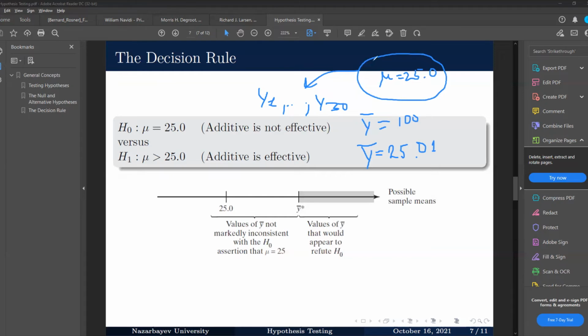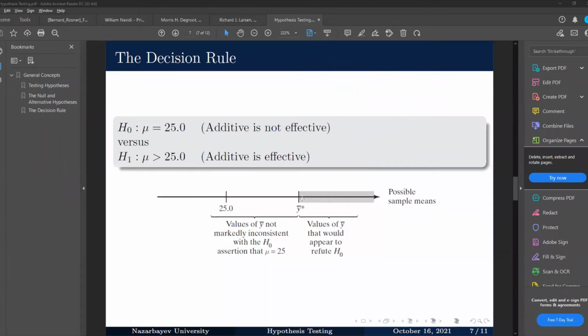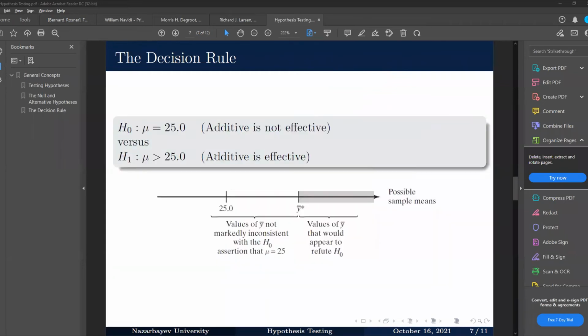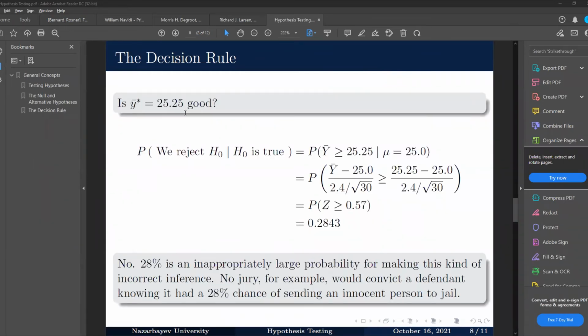Now let's try to pick some values, and let's see how they perform. Let's pick this threshold value as 25.25. Is that good enough? Then let's calculate the probability that we'll reject H naught under the assumption that our null hypothesis is true, or mu is equal to 25 miles per gallon. So the population mean is equal to 25 miles per gallon. And we reject H naught when y bar is greater than this threshold value of 25.25.